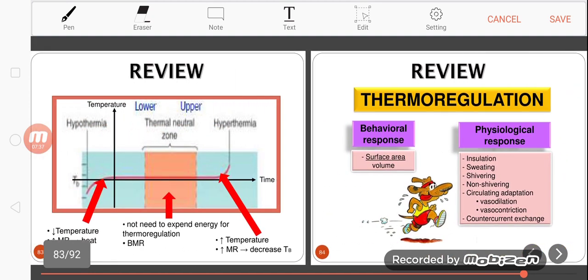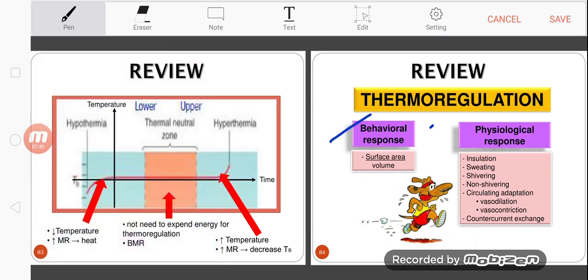Alright, so now we enter thermoregulation. Thermoregulation has behavioral responses or physiological responses. Surface area over volume, for example, we cuddle. When we feel cold, we tend to cuddle each other, or the penguins cuddle and stay in a flock. Okay, so that is surface area over volume to regulate the temperature, the thermal.